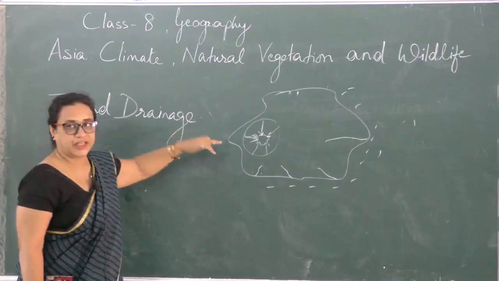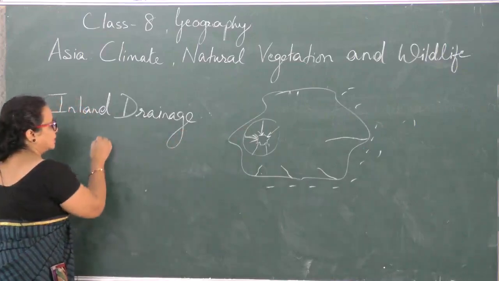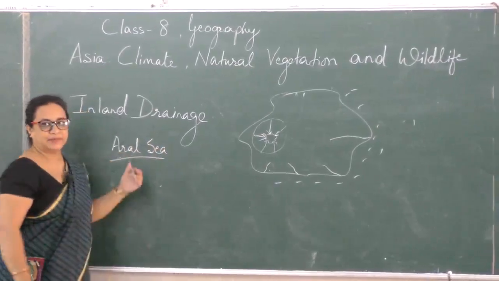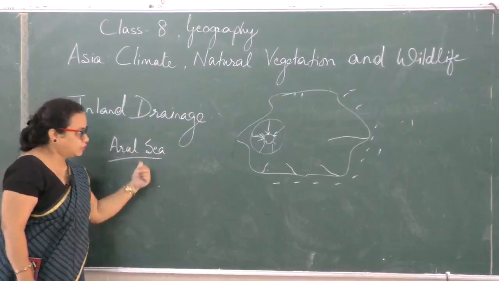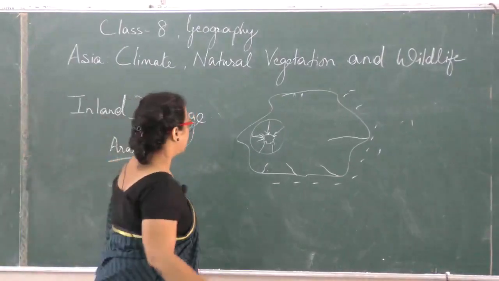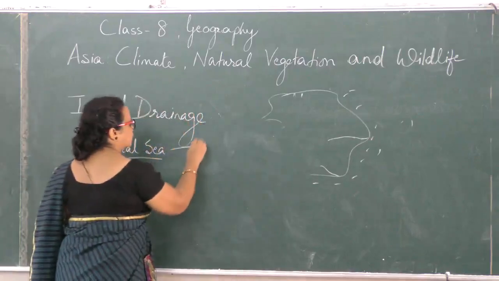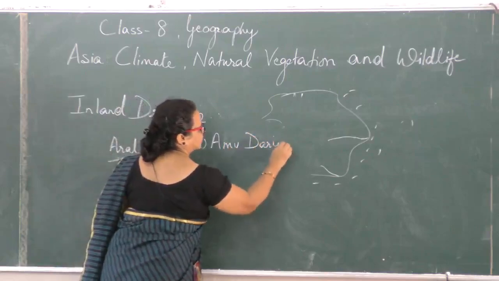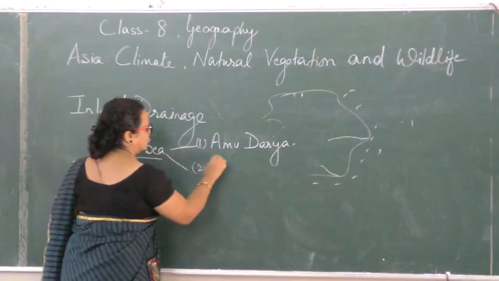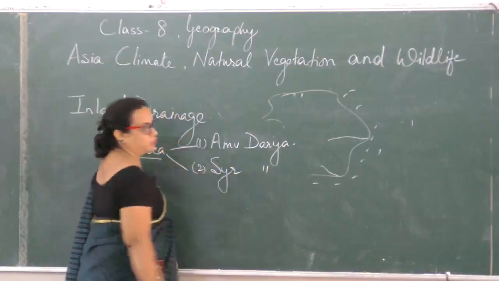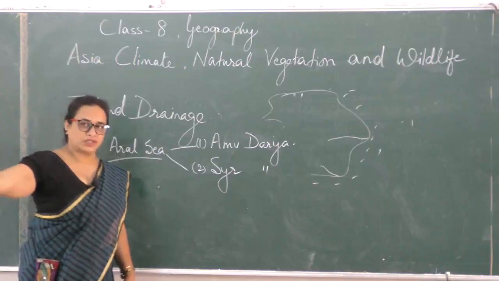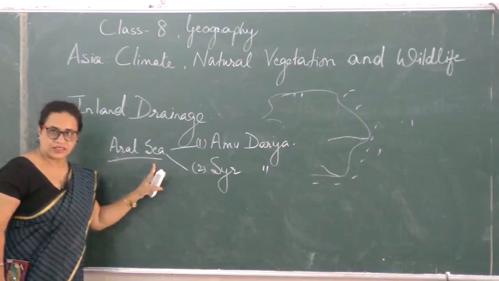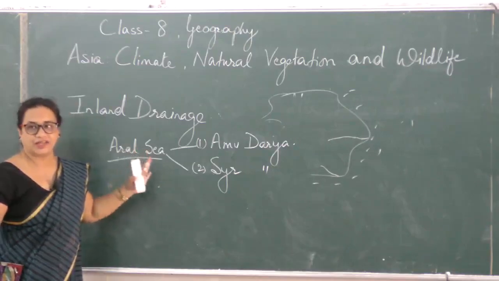Clear? In Asia, please remember the name. The sea is Aral Sea. This is the best example of inland drainage in Asia. Into this sea, 2 rivers flow. Again, the names are new to you. Note down the names. One is Amu Darya, and the second one is Sir Darya. 2 rivers. They do not go towards the ocean. They fall into a depression within the land, and this is Aral Sea, forming an important and a large inland drainage.